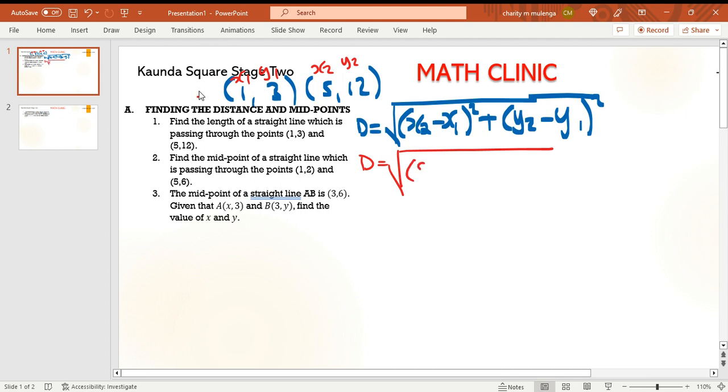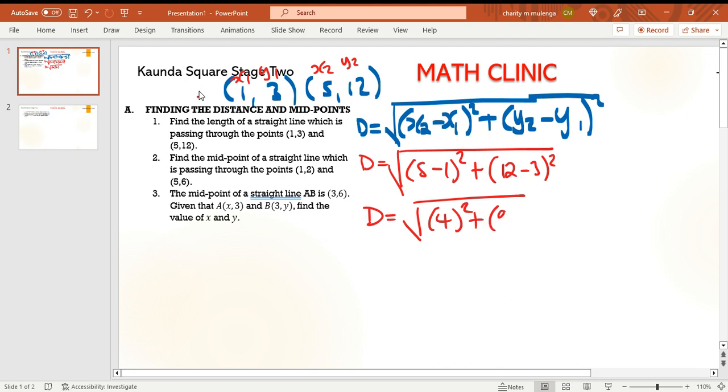we're going to say 5 minus 1 to the power of 2 plus 12 minus 3 to the power of 2. So you have to subtract first. So 5 minus 1 gives us 4 squared, and 12 minus 3 is 9. Now, 4 squared means 4 times 4, which gives us 16. 9 squared gives us 81.